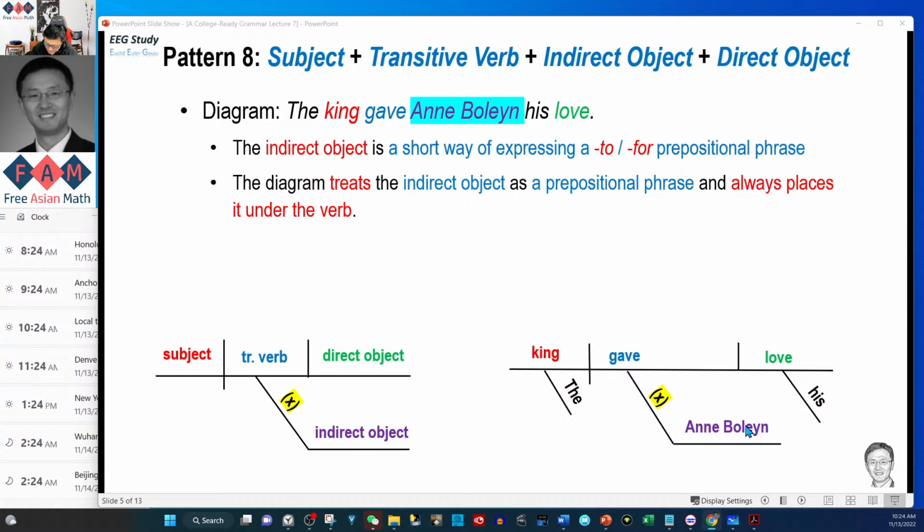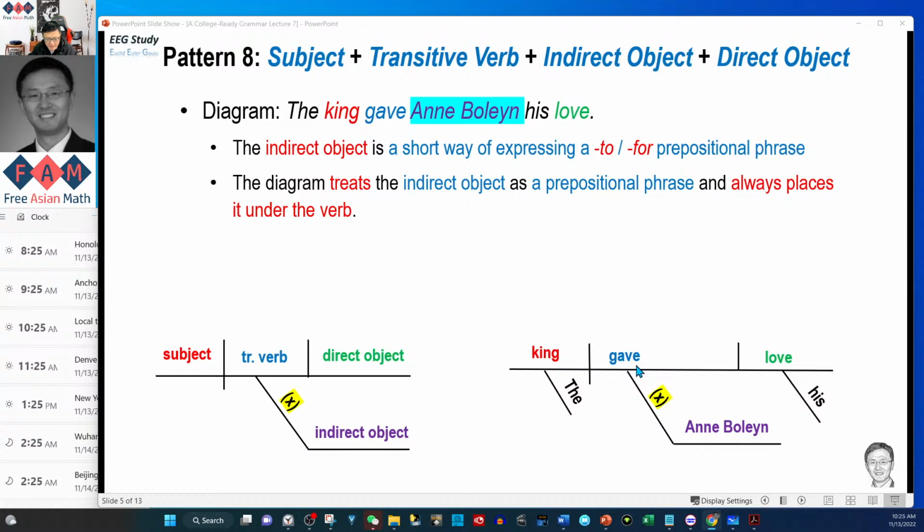So this will look exactly the same as the earlier version, to Anne Boleyn, but without the actual preposition to. So this looks like a prepositional phrase with a diagonal line and a horizontal line on which we put the object, and the whole thing appears beneath gave, indicating that this grammatically modifies gave. That completes the diagramming for this particular pattern number 8.